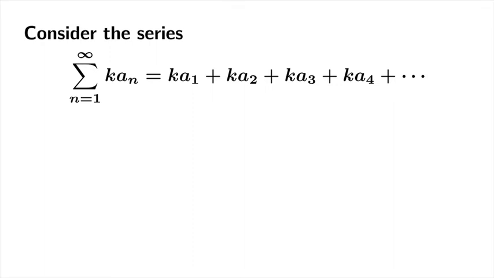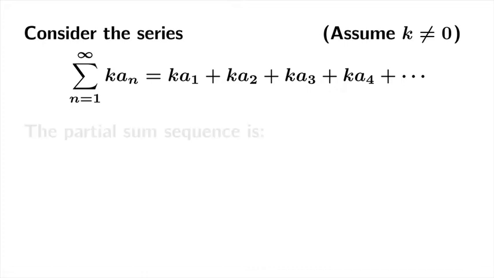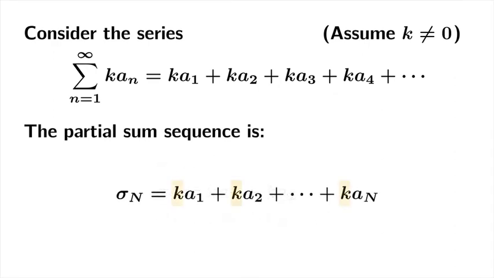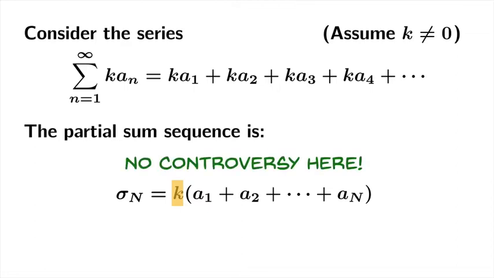So consider this series, the sum of k a_n, n goes from 1 to infinity. And we're going to assume that k is not equal to 0, because that's a rather easy series to analyze by itself. That would be 0 plus 0 plus 0, etc. So the partial sum sequence looks like this. And here is a formula for the partial sum sigma_n. We can obviously factor out a k from this expression. There's absolutely no controversy here. The point being, this is a finite sum, and so the distribution process and factoring process is completely legitimate.